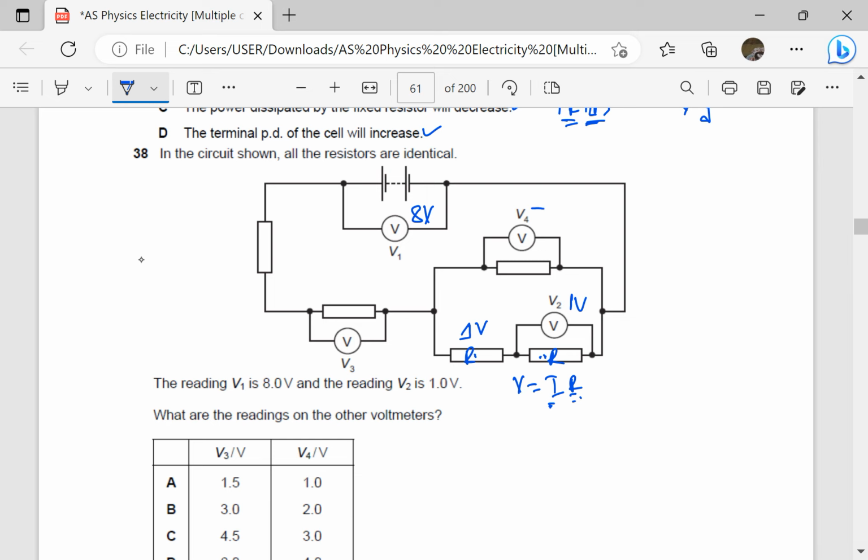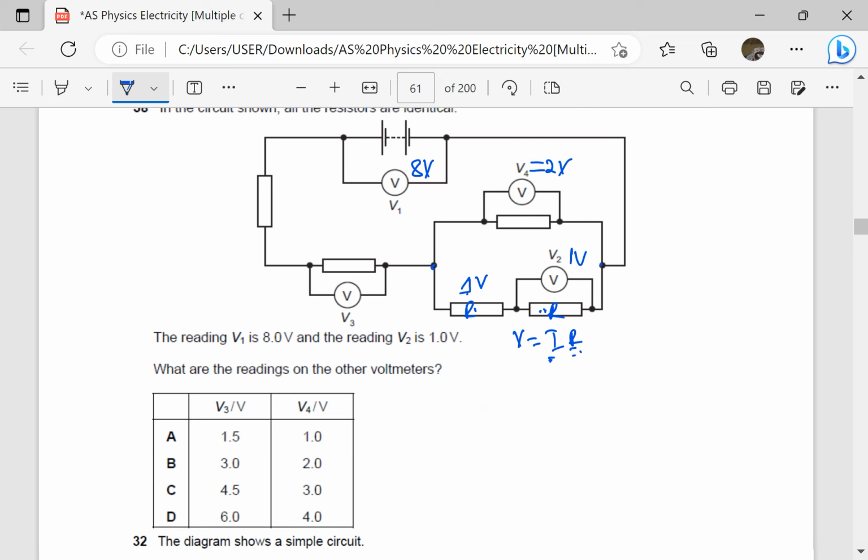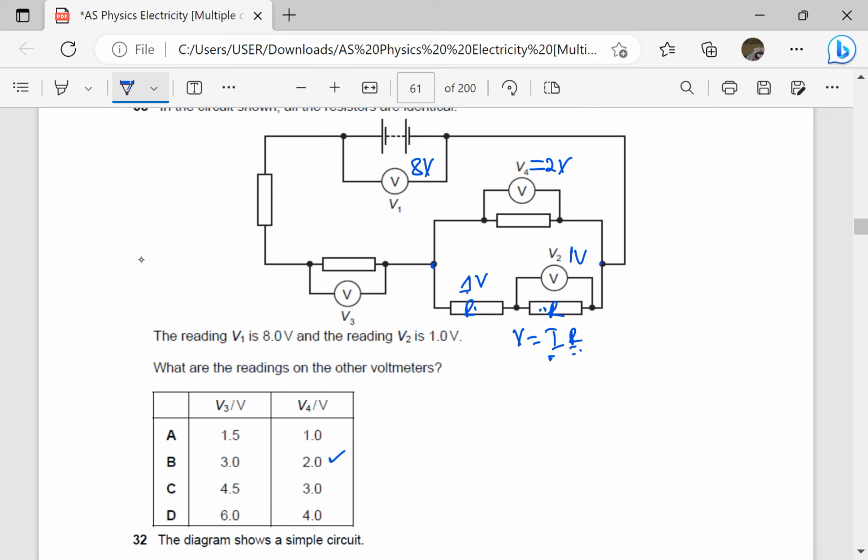So that means the reading of V4 is actually reading the PD across this, which is 1 plus 1, which is equal to 2 volts. So V4 is reading 2 volts. That means our answer is going to be B without even wasting any time.